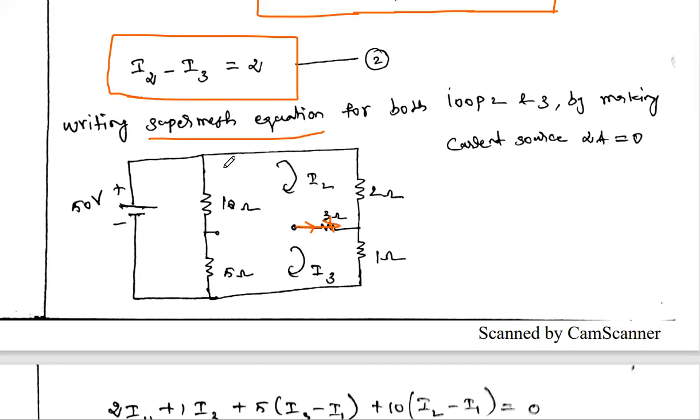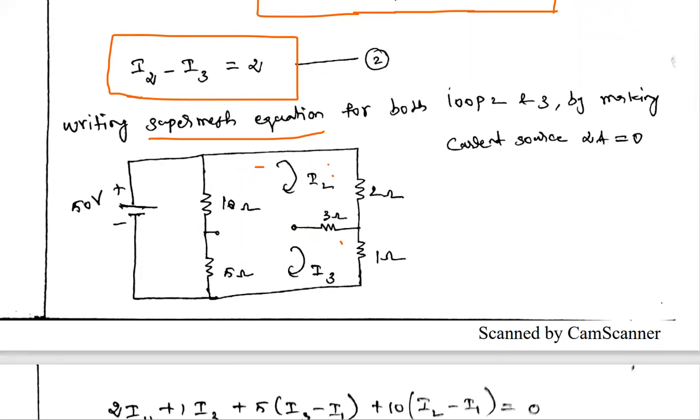Then for both loop 2 and loop 3, we have to write combinedly one KVL equation, that is called a super mesh equation. In the upper half the current flowing is I2, in the lower half the current flowing is I3. Now we are going to write the KVL equation for this complete loop 2 and loop 3. This is called a super mesh equation. So what is the KVL equation for both loop 2 and loop 3?